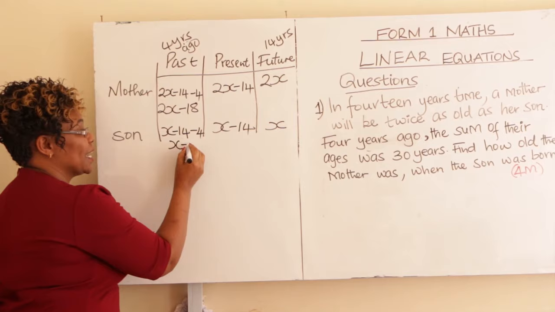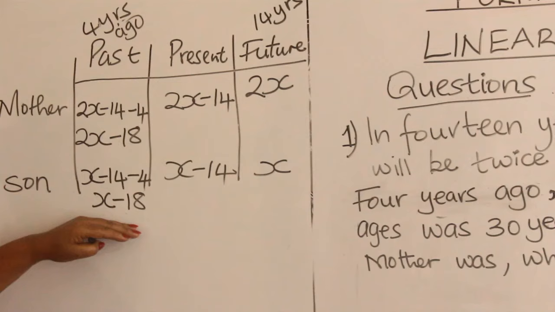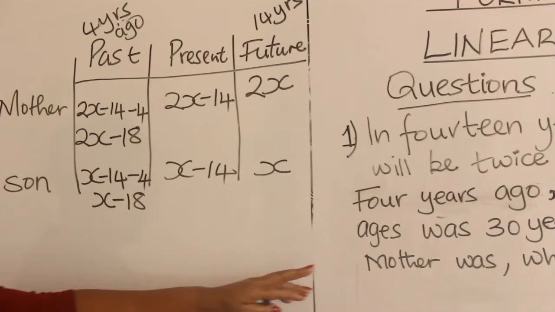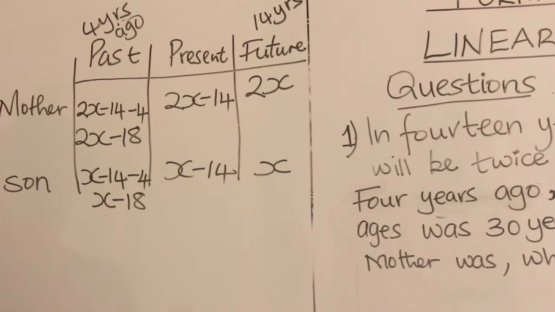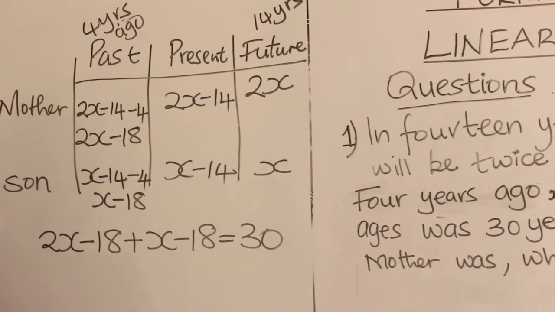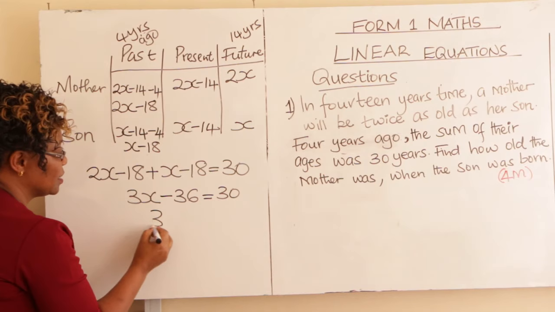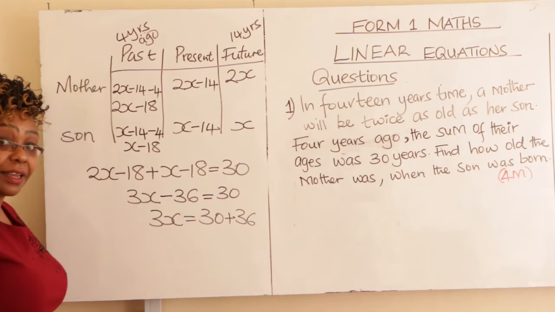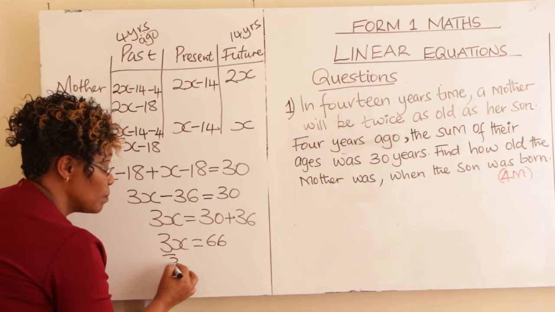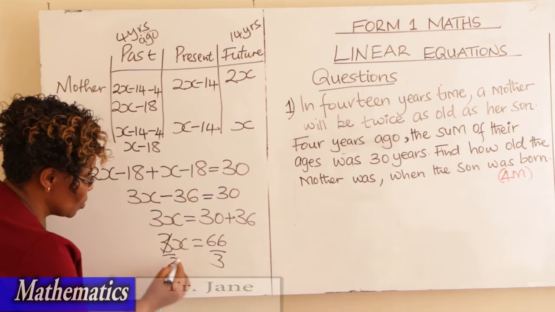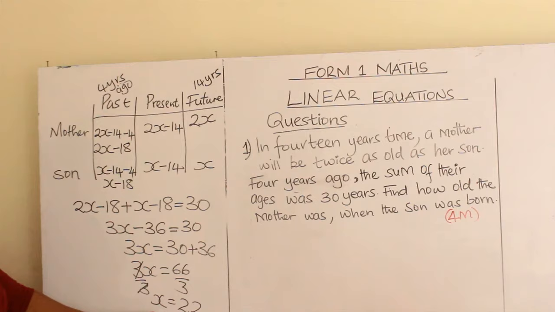We are being told that this age plus this age, 4 years ago, would add up to 30 years. So you add the two and equate to 30. You bring the like terms together. Minus 18 minus 18 is minus 36. So 3X is equal to 30 plus 36, which is 66. Divide by 3 to get your X. Your X is 22.